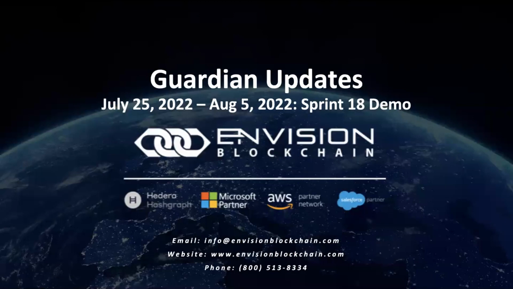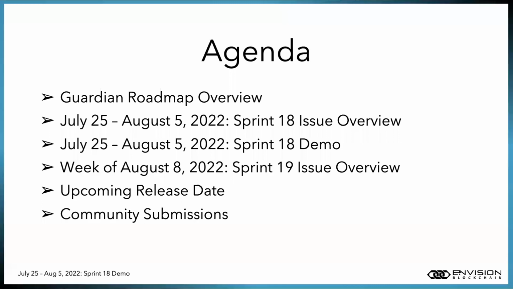Today we'll be giving you Guardian updates of Sprint 18, which lasted from July 25th to August 5th. So just a quick overview of the agenda. We are going to give you an update on the roadmap. We are also going to be reviewing the issues that we tackled in Sprint 18.